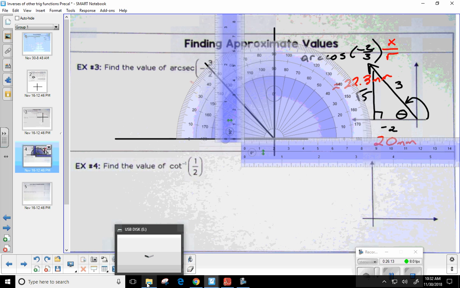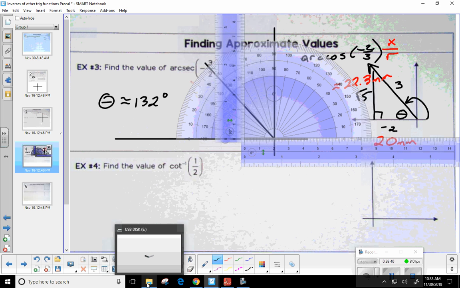Okay. So what do you guys think? You're saying about 132? Now wait, why are you going 132? That reference angle doesn't look that big. Remember, you have to rotate from the positive x. Okay, so we're saying theta is about 132 degrees, right? Good job.